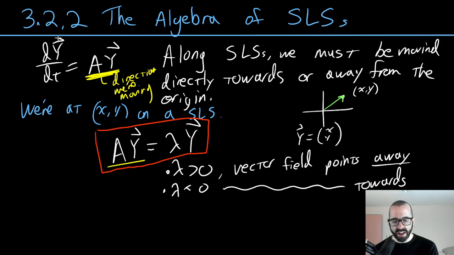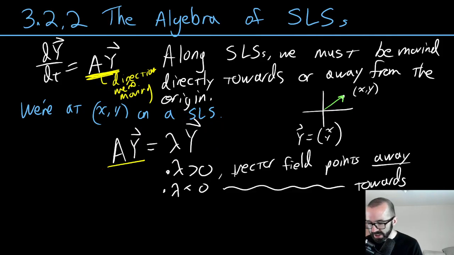The direction that the vector field, remember the vector field just comes from this. The vector field is just dy/dt, right? y is just the xy vector. How the xy vector is changing, that's where those arrows come from in our direction field. Okay, that direction is Ay. The direction must equal some constant multiple of that vector.